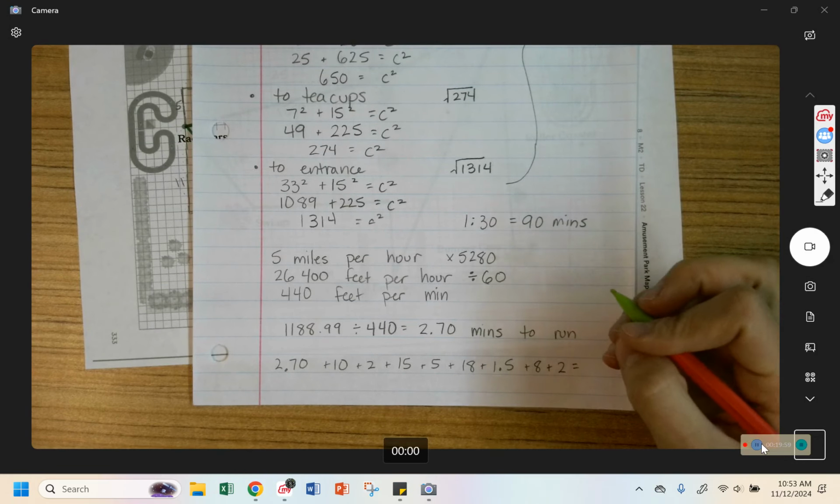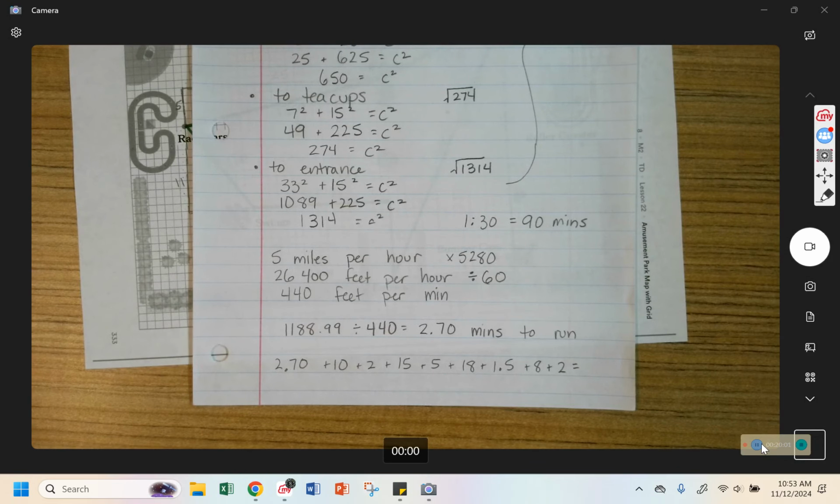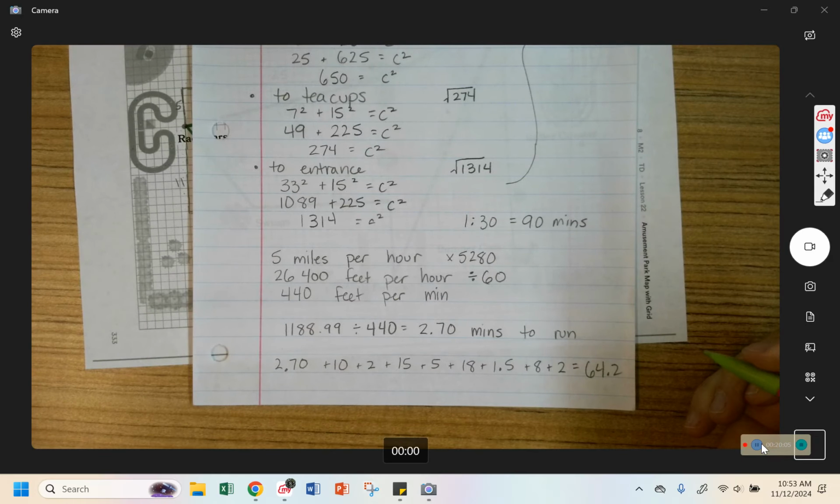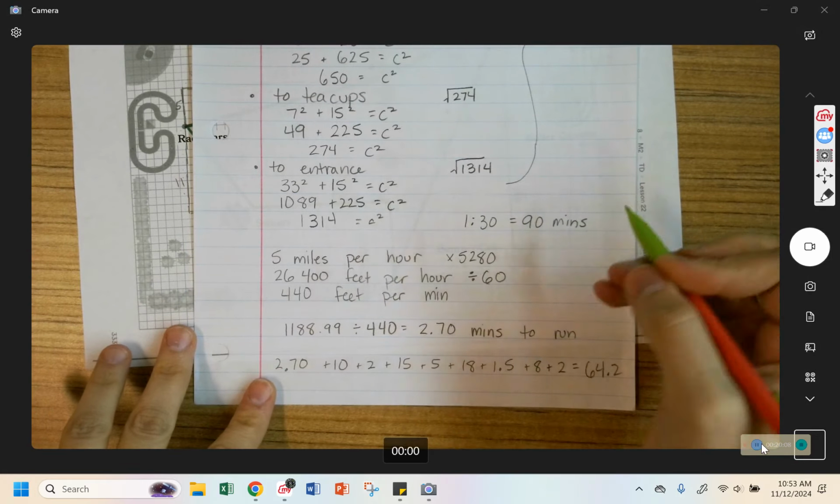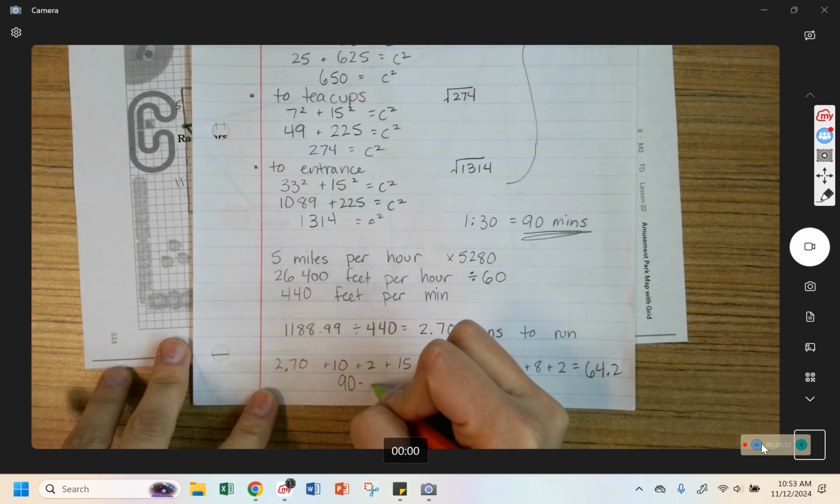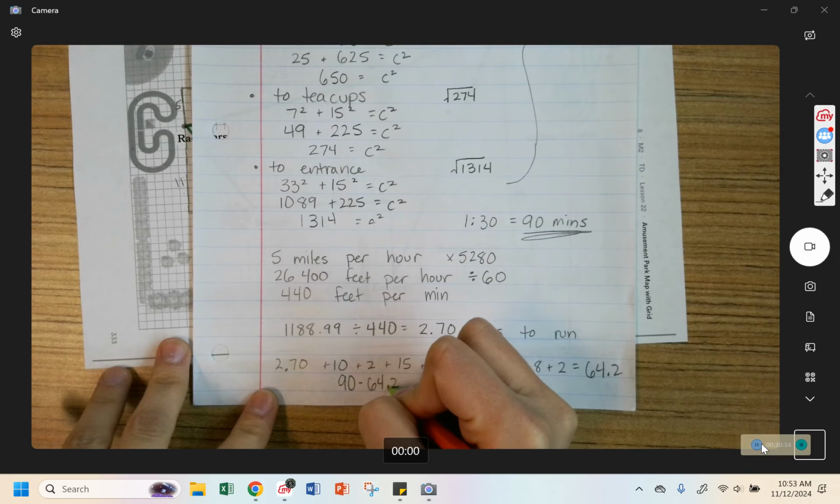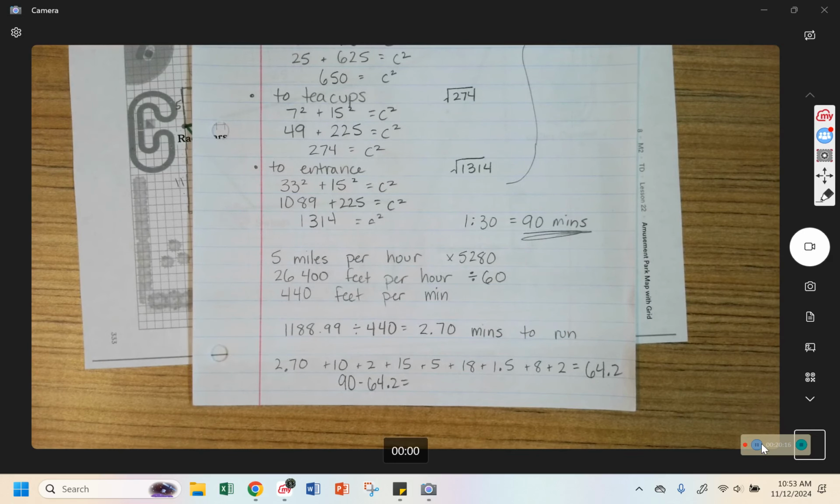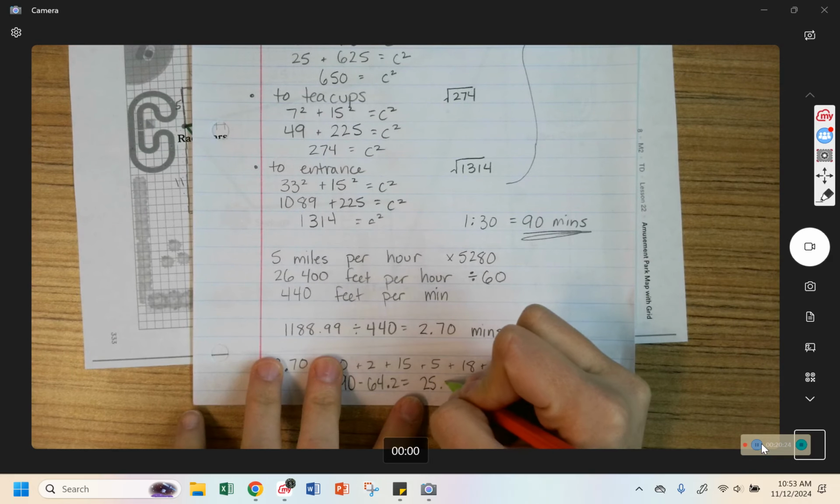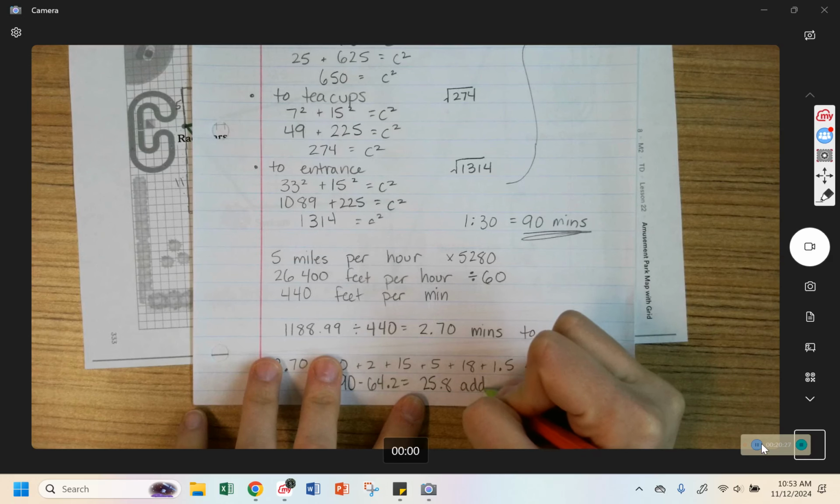So when we added all these together, we got 64.2. The question also asked us how much time would be left over, so we knew we needed 90 minutes until the park closed. So we do have some time left over since we haven't quite reached all 90 minutes. So to figure out how much is left over, we're going to subtract 64.2 from 90, and we have 25.8 additional minutes.